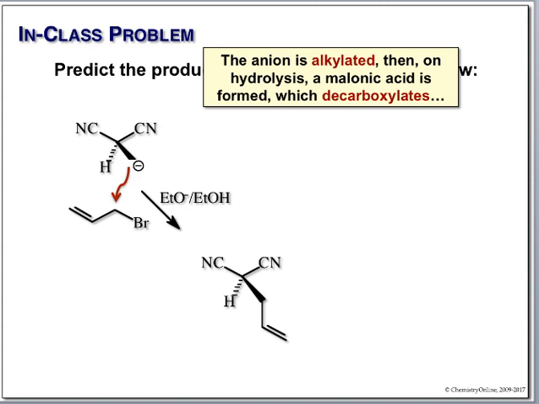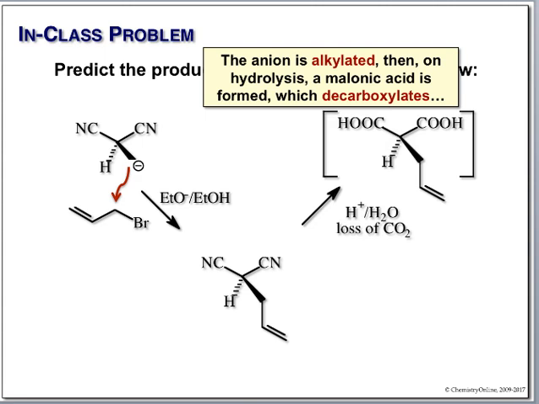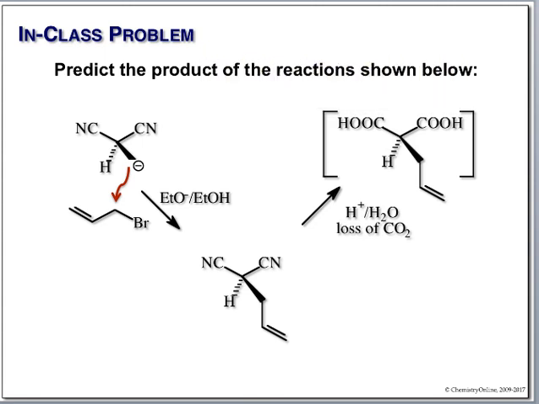However, the second step on there was strong acid. Remember what happens to nitriles in strong acid? Nitrile is the same oxidation state as a carboxylic acid. Strong acid converts it to a malonic acid. That's a beta diacid. What do they do? They decarboxylate.